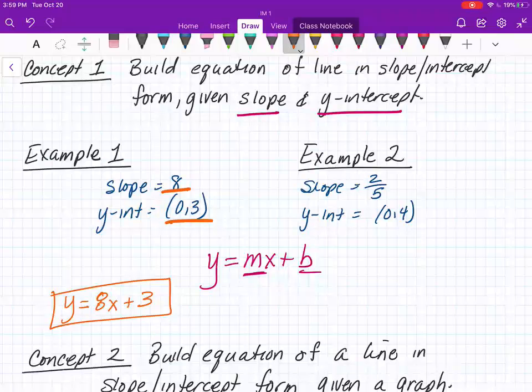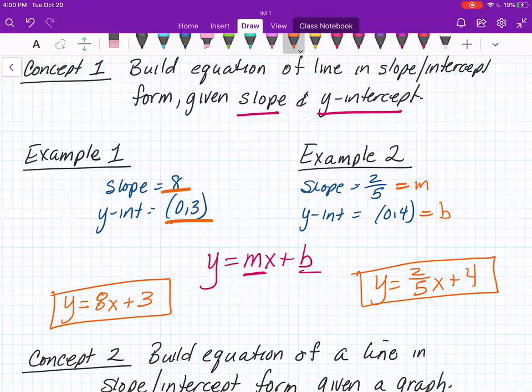All right, let's try example 2. Example 2, our slope is negative 2 over 5. That's our m. And this is our b, (0, 4). So we'll use the 4 for the b. And we will write y equals -2/5 x plus 4.